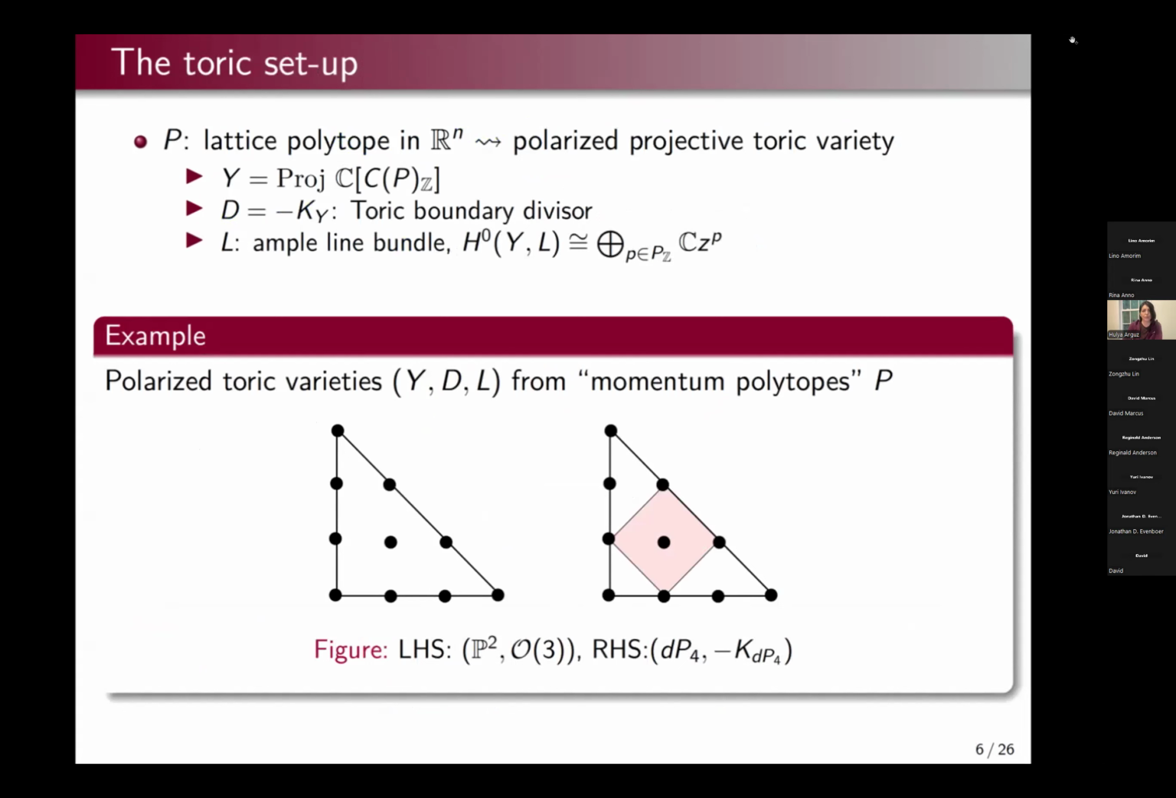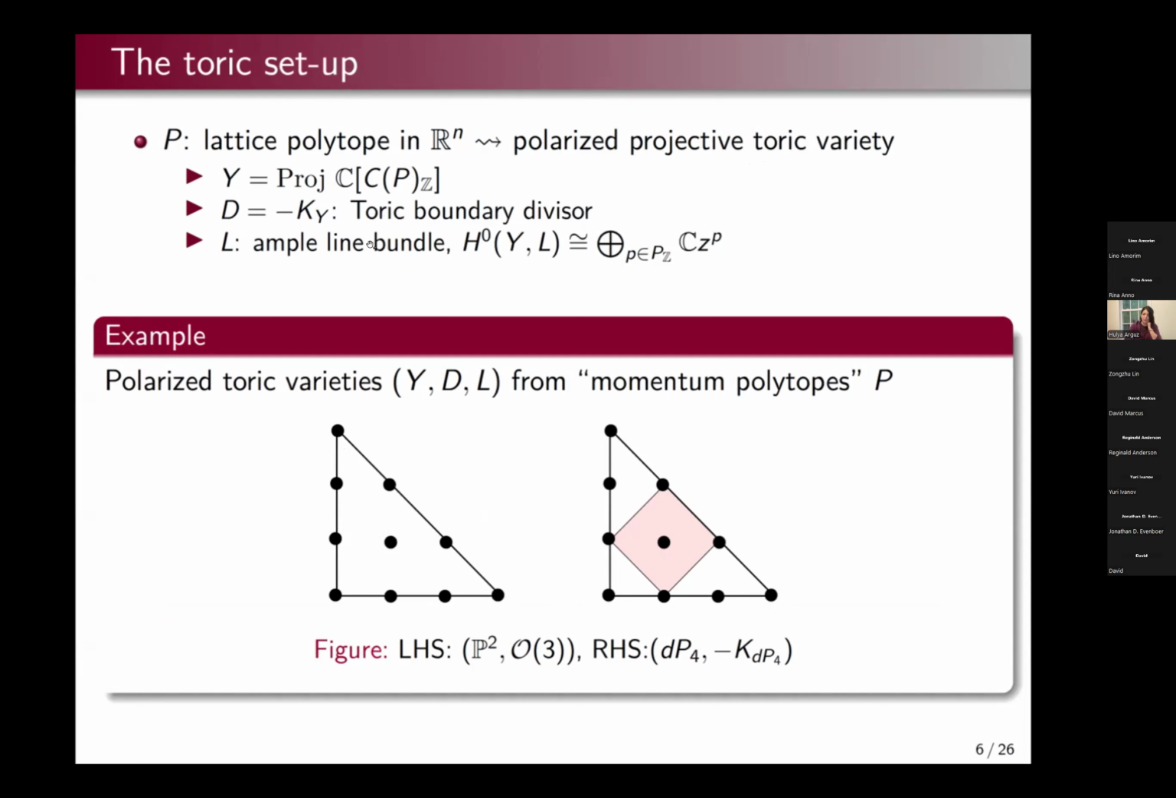So just to recall some facts about toric varieties. Toric varieties are pretty combinatorial. They can be understood out of polytopes in R^n. If you have a lattice polytope P in R^n, from this you can understand the data of a polarized projective toric variety, which I will denote by (Y, L), where Y is the Proj of the monoid algebra, where you look at the monoid of integral points inside the cone over P.